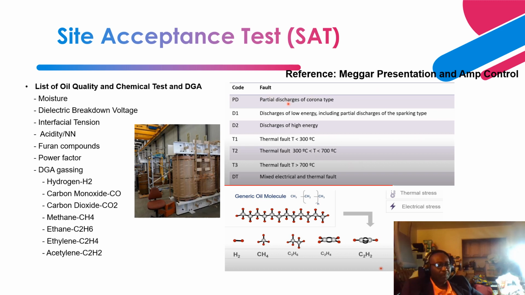Next is the carbon monoxide. Carbon monoxide comes into play when you have a high heating of the paper in close proximity of oil. So that is more localized, and a typical example is hotspots. If you have a hotspot and a heating of the paper, and you have oil that is flowing around the hotspot area, then that is when carbon monoxide will start being created.